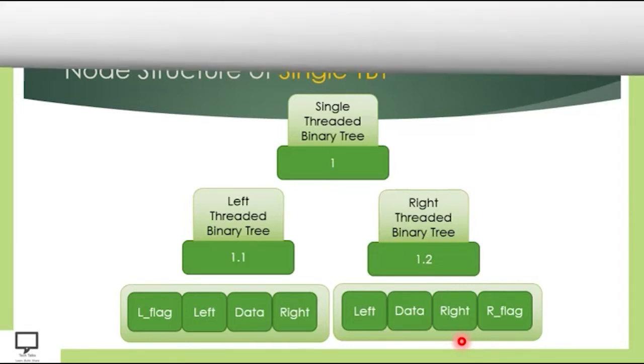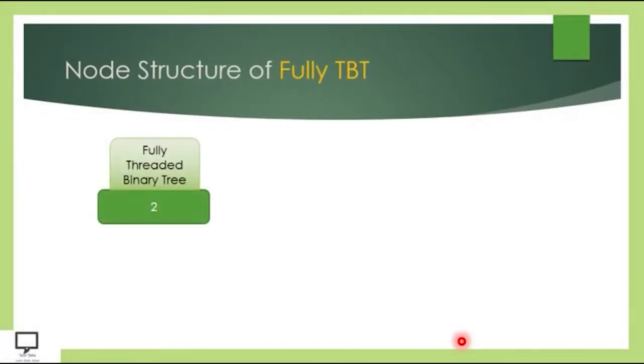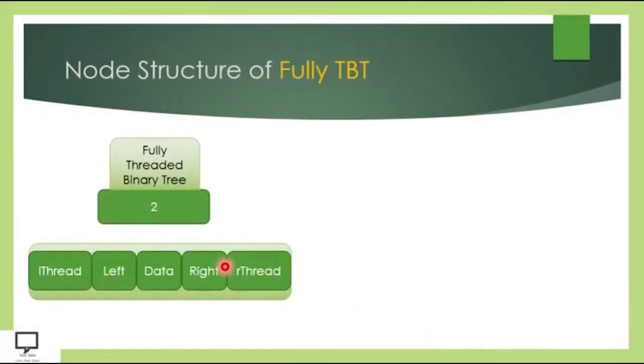And now let's see the node structure of a fully threaded binary tree. Along with the left pointer, data field and right pointer, two flag variables are there, L thread and R thread. As we have seen previously, L thread will hold the boolean value, either true or false. In the same case, R thread will also hold the boolean value, true or false.